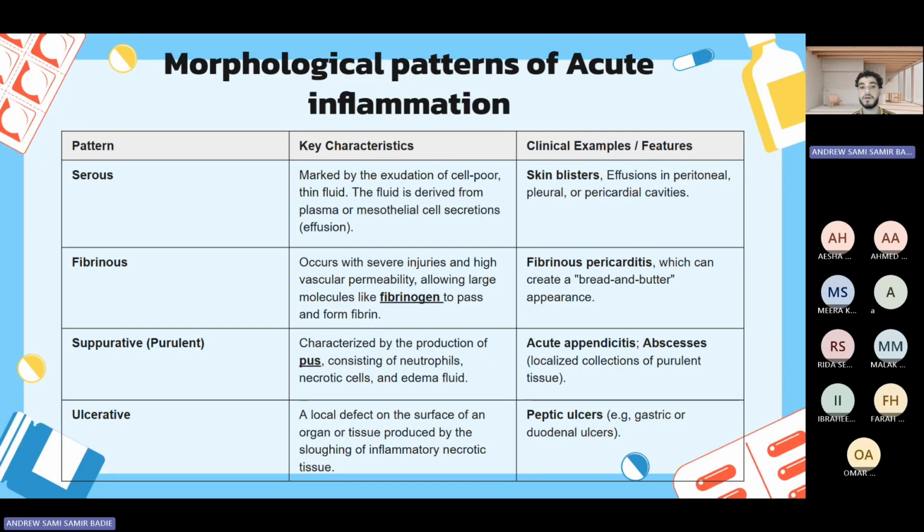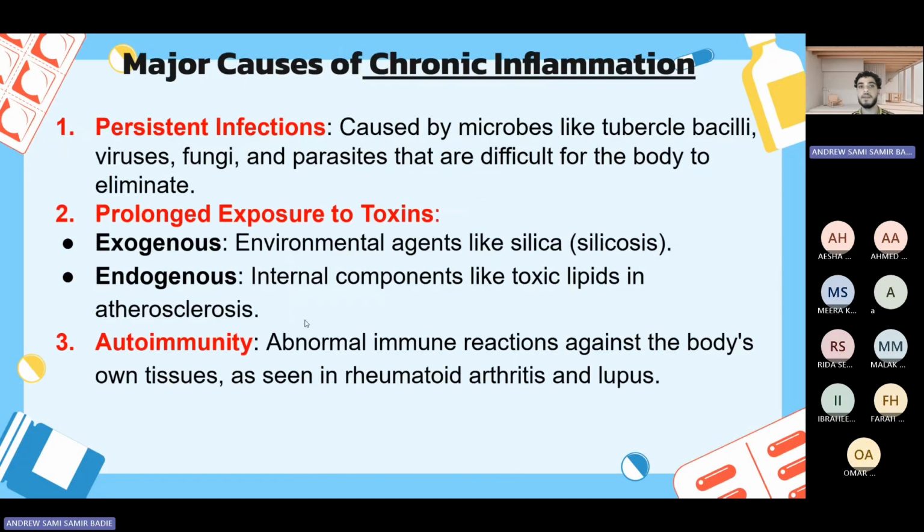Now, suppurative or purulent, you're going to see a lot of pus. So we're going to see a lot of neutrophils or necrotic cells. An example is acute appendicitis or any abscesses. And ulcerative is, again, like an ulcer. If you guys know in the stomach, it's basically like a defect on the surface of an organ or a tissue. An example is peptic ulcer.